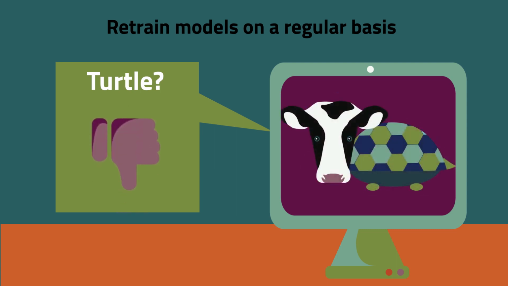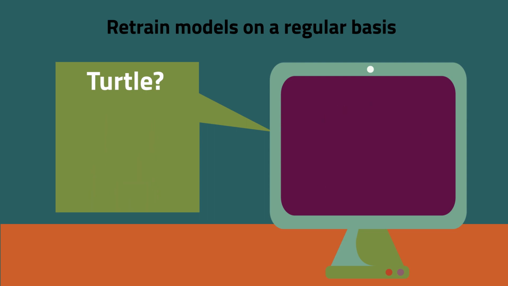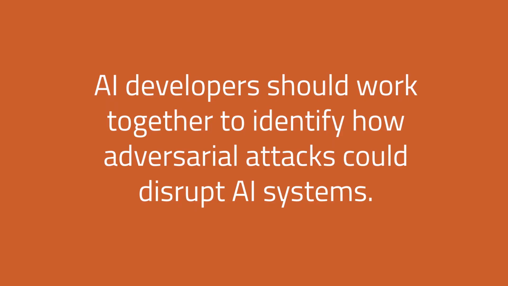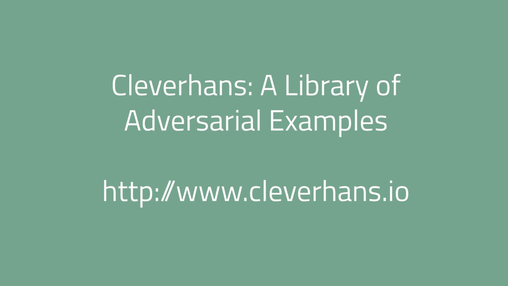They can also try to break their machine learning models and identify potential weaknesses. You can also train your model with the kinds of data an adversary might come up with. And AI developers should work together to identify how adversarial attacks could disrupt AI systems. You can use resources like CleverHans, a Python library where you can match a machine learning model with adversarial samples.